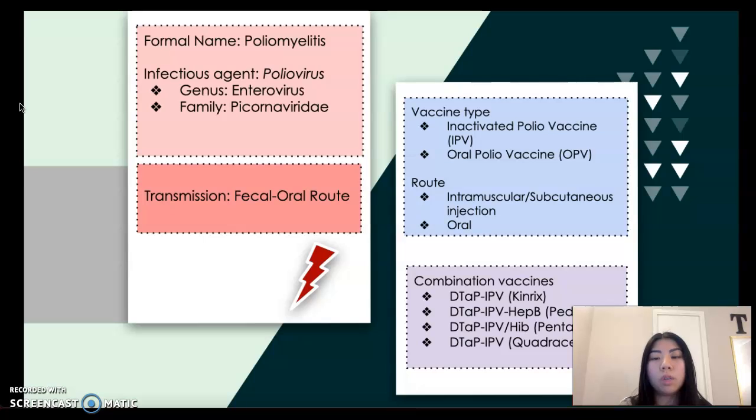So the usual incubation period for polio is 3 to 6 days for non-paralytic polio, and then 7 to 10 days after onset of paralysis for paralytic polio, but it can last up to 21 days.